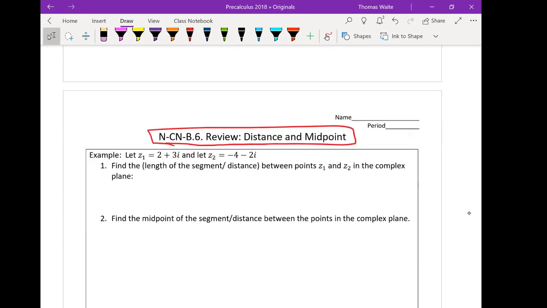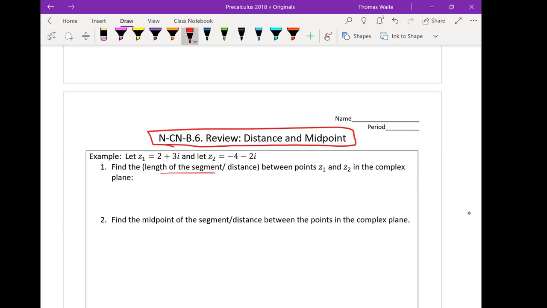Okay. For number 1, it says find the length of the segment / distance between. So I included both of those because sometimes if we have 2 points, you could think of it as the length of a segment, say, that green segment there. Or you could think of it as just the distance between those 2 points. Either one is the same. We'll use the same formula in the complex plane. All right. Distance formula is the modulus of z1 minus z2.